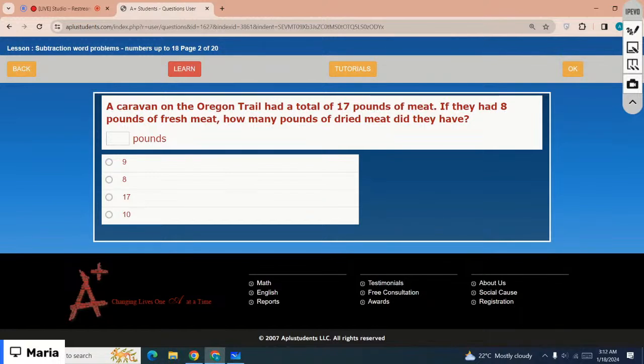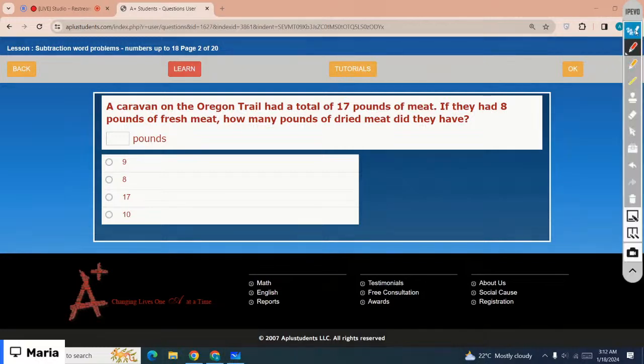The total meat is 17 pounds, right? 8 pounds is fresh. You need to count the one that is the dried. So you have to do 17 take away 8. So which is the correct option?